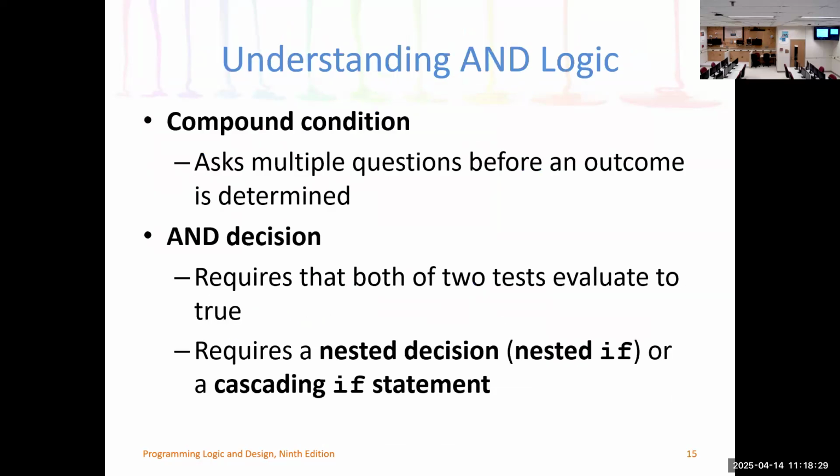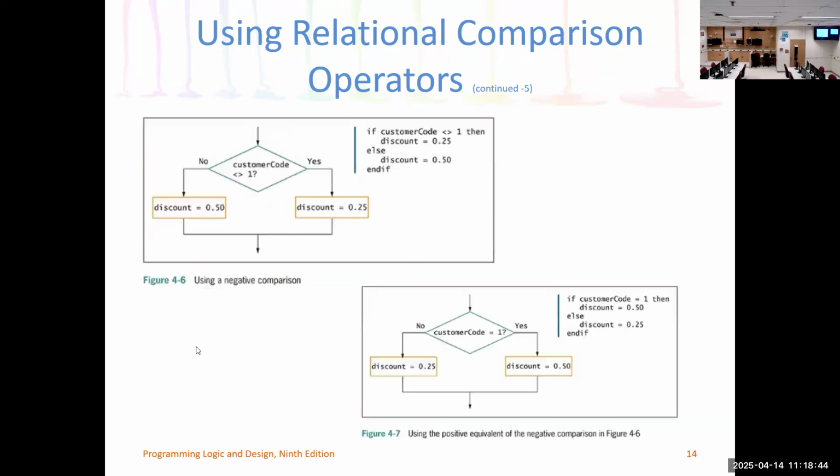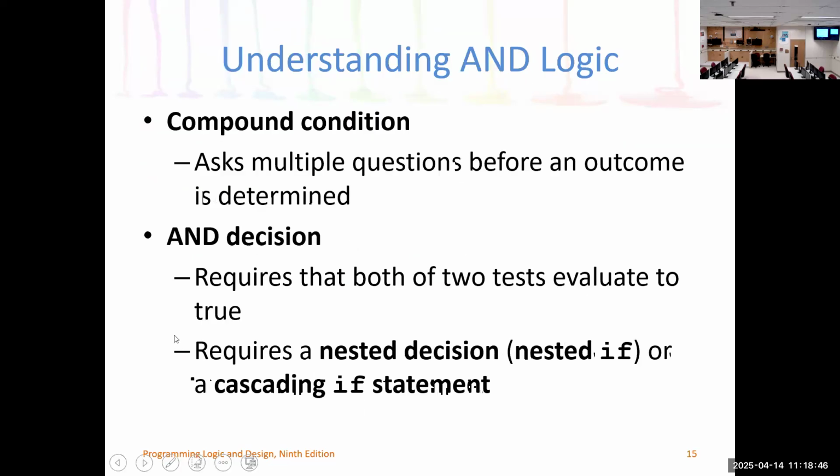Okay, now you know that whenever you do the selection, you have the condition here to check. Think about the case here, it's very simple. You check here, is customer age greater than 65 or not? That's a single condition only. But sometimes you can use a compound condition. That means you have more than one condition. So we can ask multiple questions before an outcome is determined here.